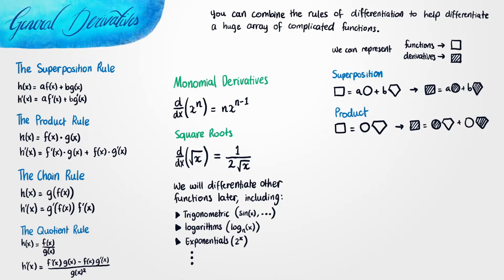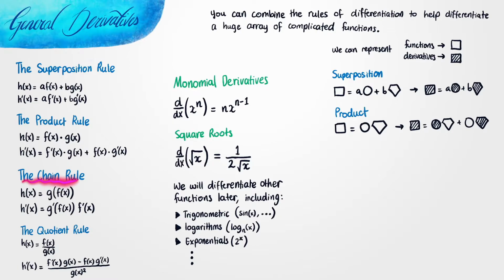So again, the visual is actually pretty clear. The square is just equal to the circle times this diamond-like shape. And that means the square derivative, or the checky square, is equal to the derivative of the first, leave the second, leave the first, then differentiate the second. So for the superposition and the product rule, I don't actually think this notation adds very much. But where it really shines is actually when we apply it to the chain rule.